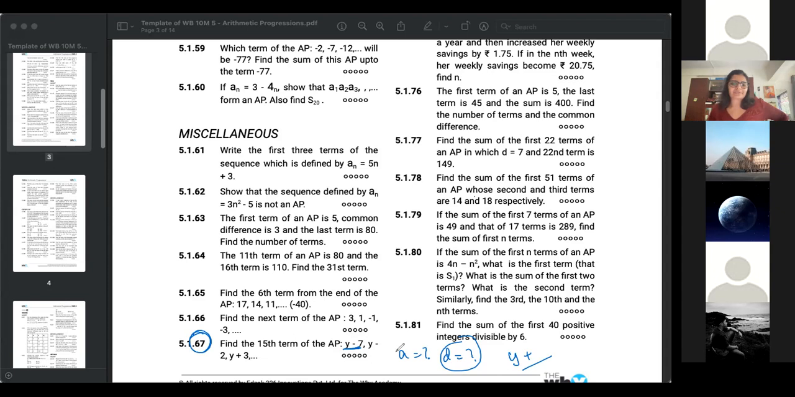So just do A2 minus A1. Y minus 2 minus of y minus 7. So common difference should be positive. Yeah, ma'am, I just realized I took it the other way around. You did y minus 2 minus y minus 7. Yeah. Sorry, minus 7 minus of minus 2. Whatever. Common difference should be plus 5.